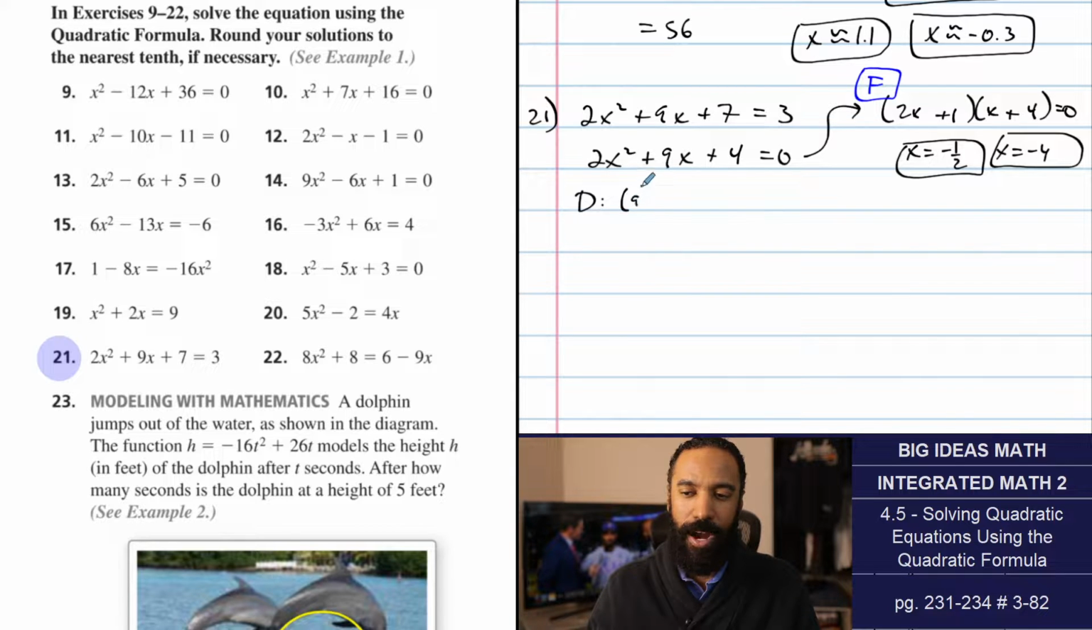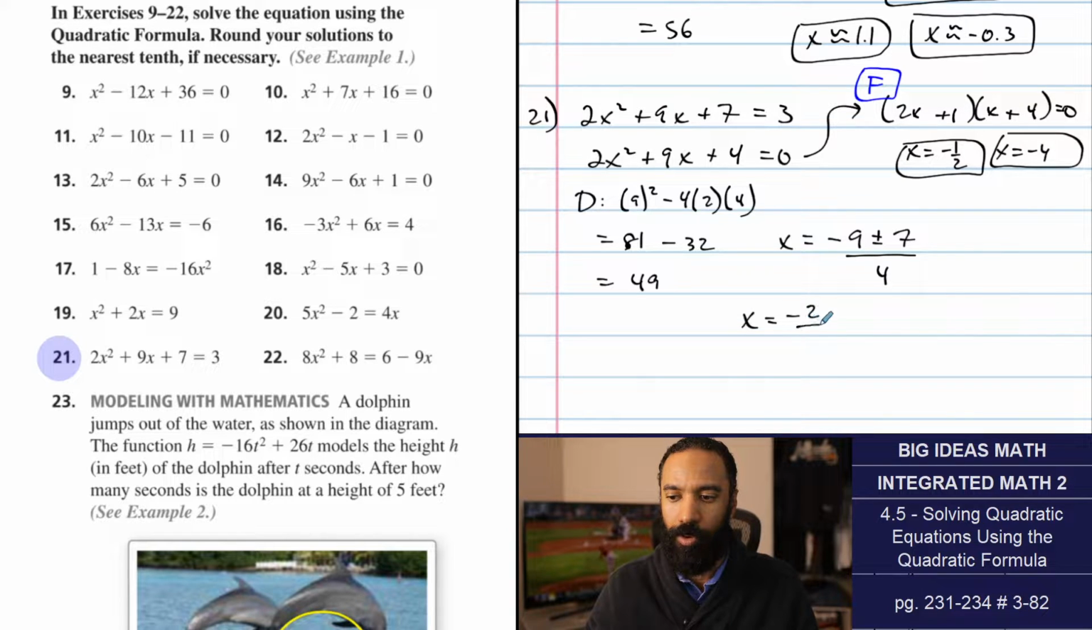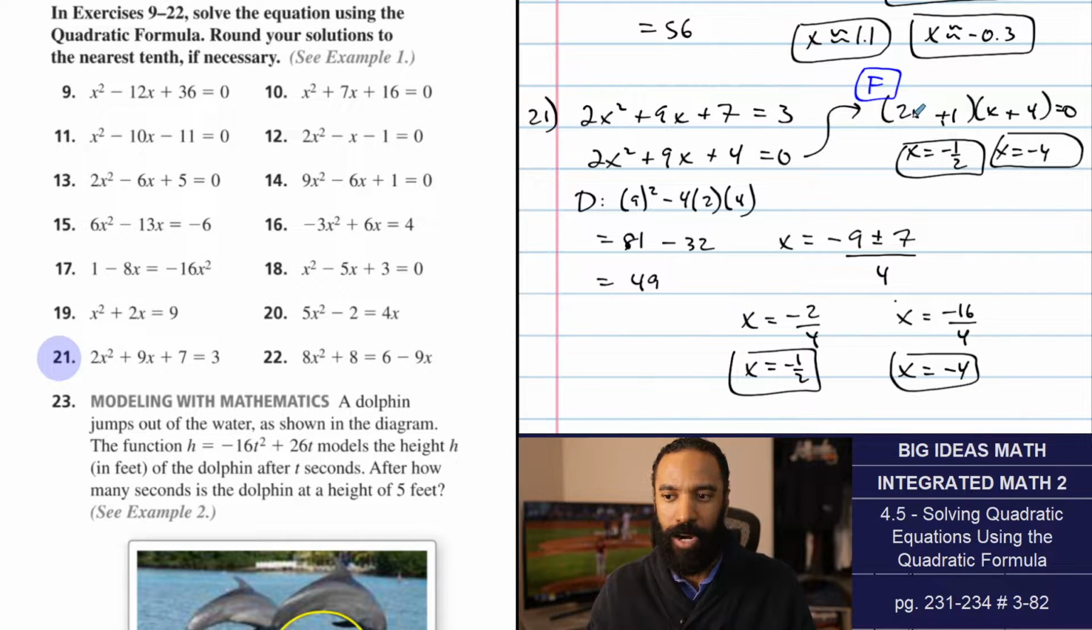Discriminant is b squared minus 4ac, which is 81 minus 32, which is 49. So x equals negative b, so negative 9, plus or minus the square root of 49, 7, all over 2 times 2, 4. X is negative 9 plus 7 over 4, which is negative 2 over 4, or negative 1/2. Or x is negative 9 minus 7 over 4, or negative 16 over 4, which is negative 4. Same answers as up there. Two steps, a lot less work than what we had to do there.